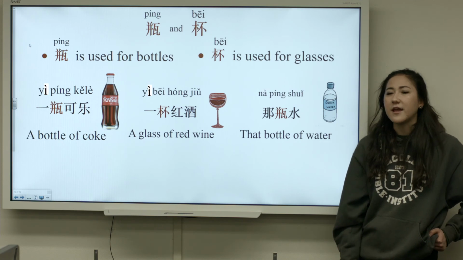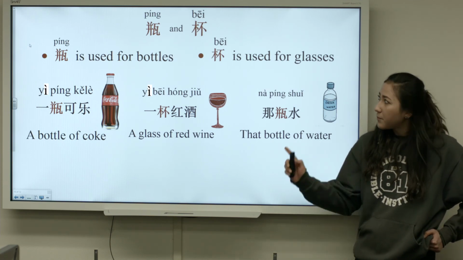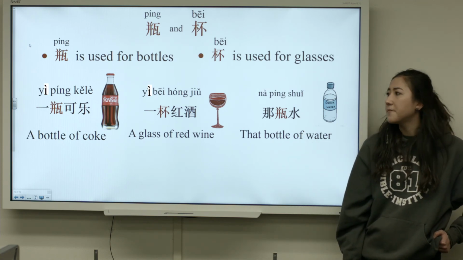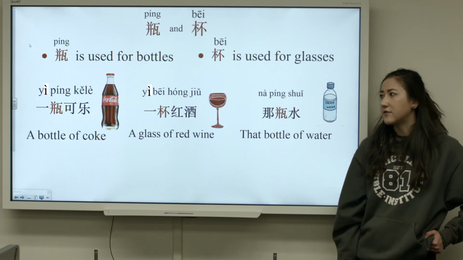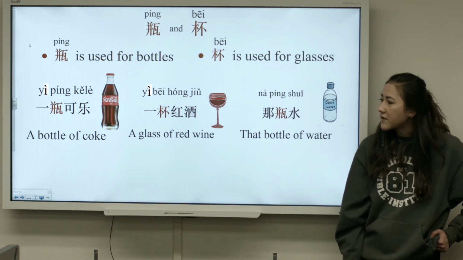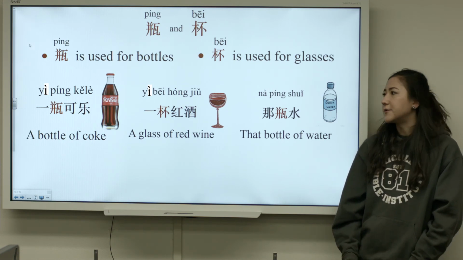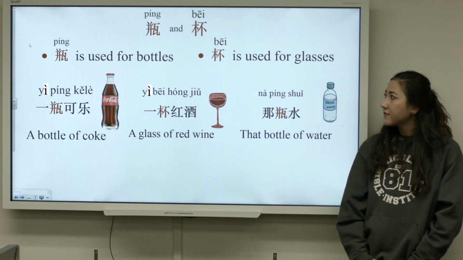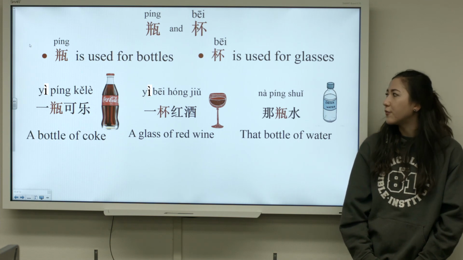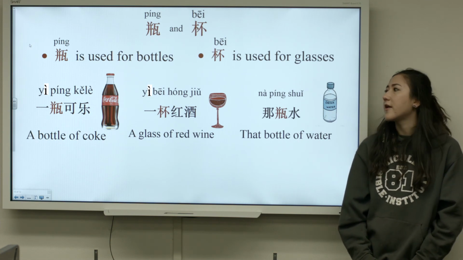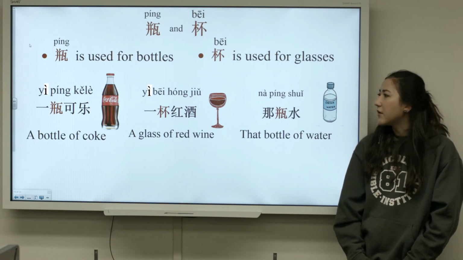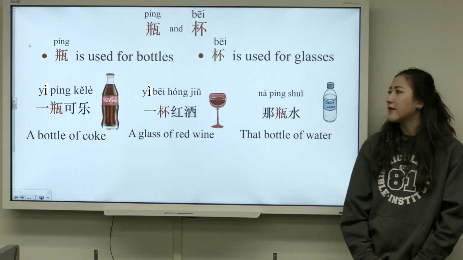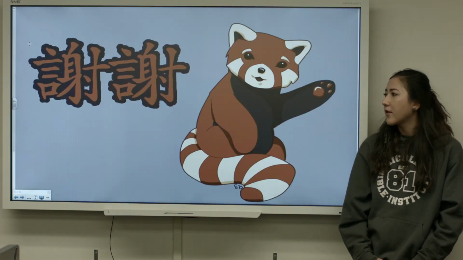This one is 瓶 and 杯. So 瓶 is used for bottles, and 杯 is used for glasses. So the first example is 一瓶可乐, a bottle of Coke. Middle example is 一杯红酒, a glass of red wine. And then our final example is 那瓶水, that bottle of water.